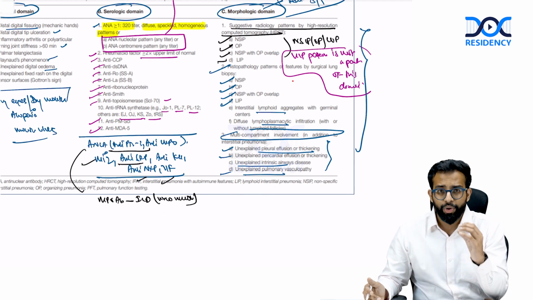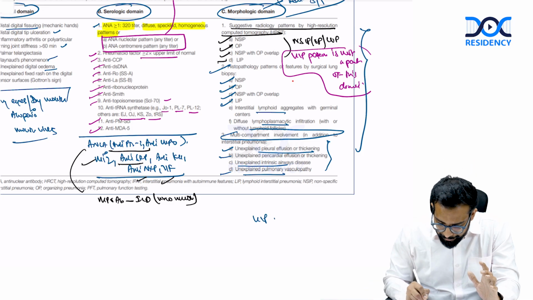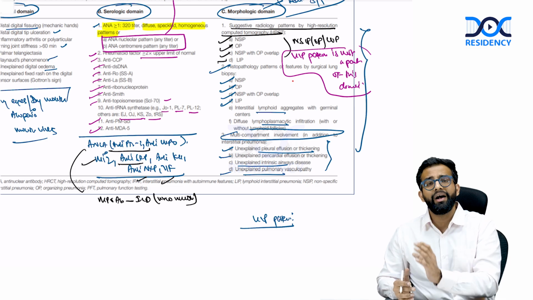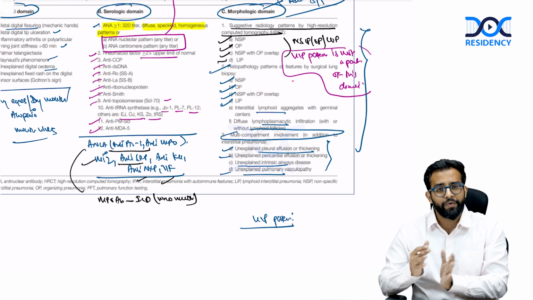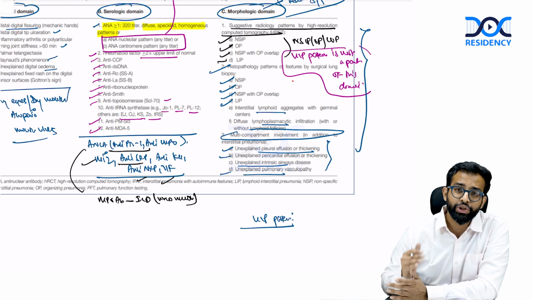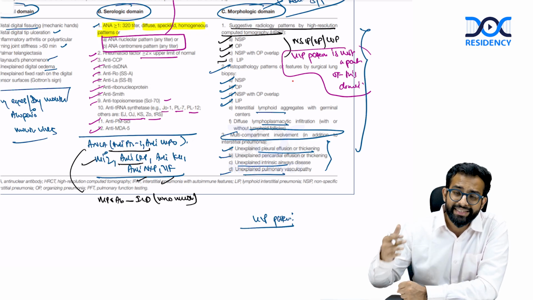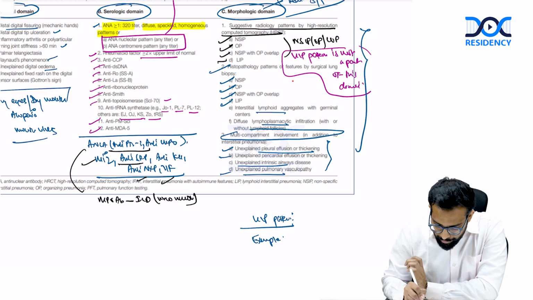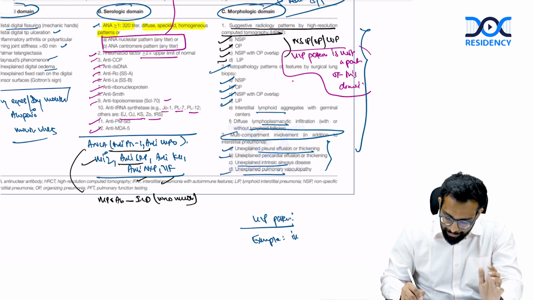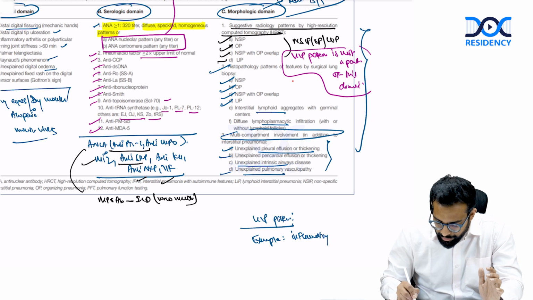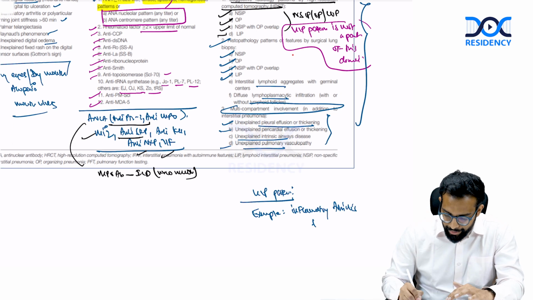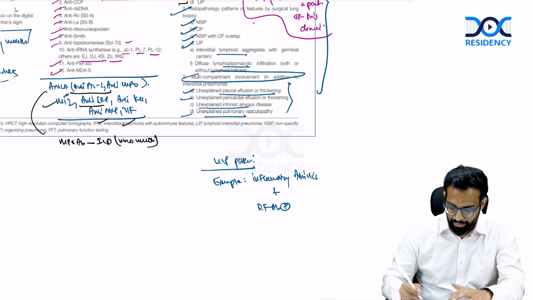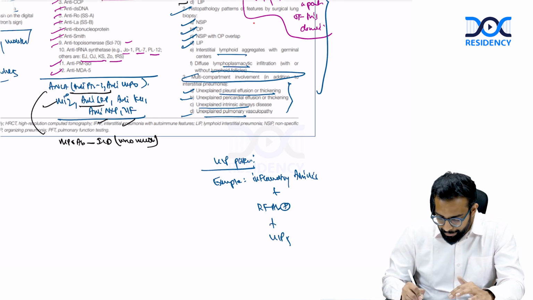Just one thing I want to explain further is about UIP pattern. Like I told you, UIP pattern is not a part of the morphological domain for the diagnosis of IPAF. This does not mean that IPAF patients cannot have UIP pattern on CT. For example, if the patient has inflammatory arthritis, plus the patient has RF antibody positive, and along with this the patient has a UIP pattern ILD.